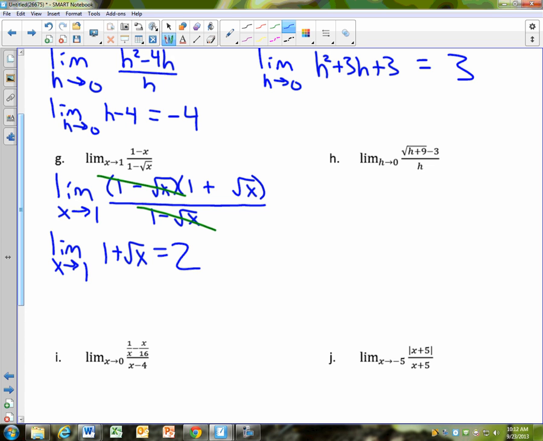So, limit as h approaches 0 of square root of h plus 9 minus 3 all over h. Any ideas here? That's okay though. It's a good idea.